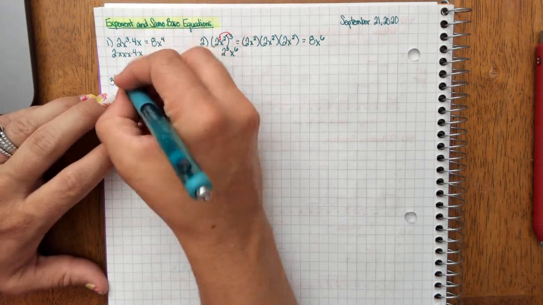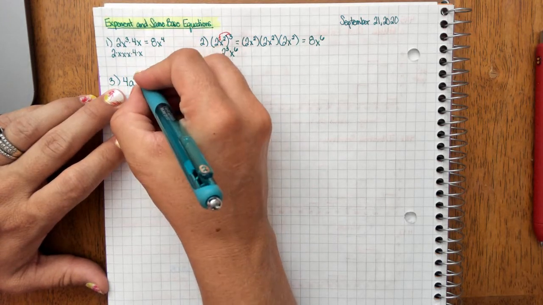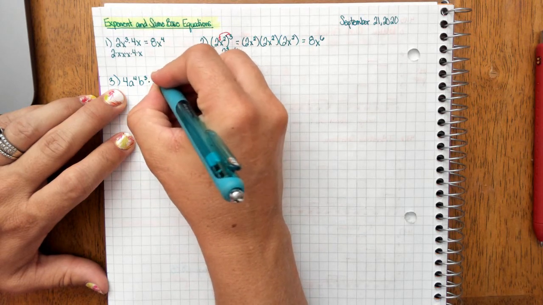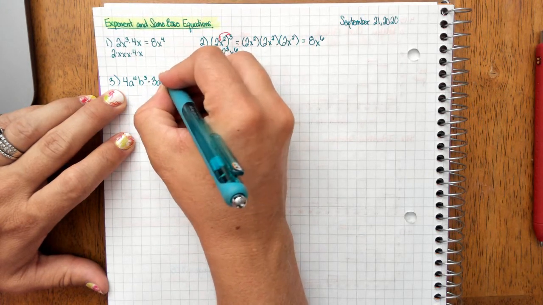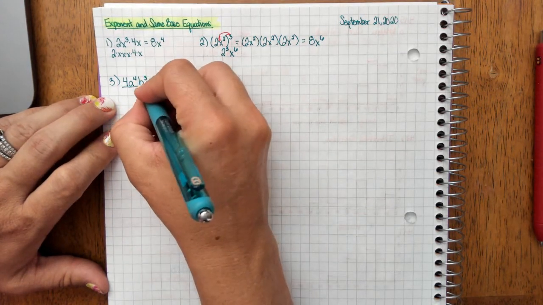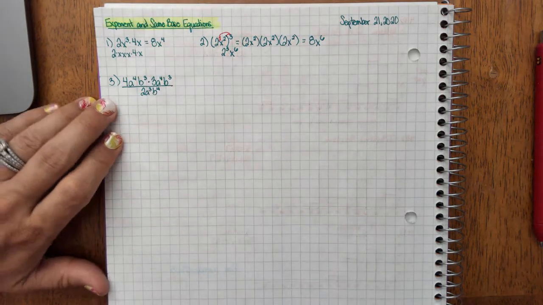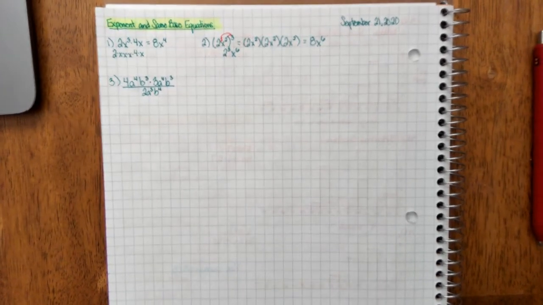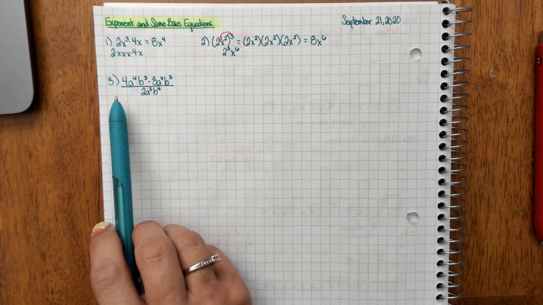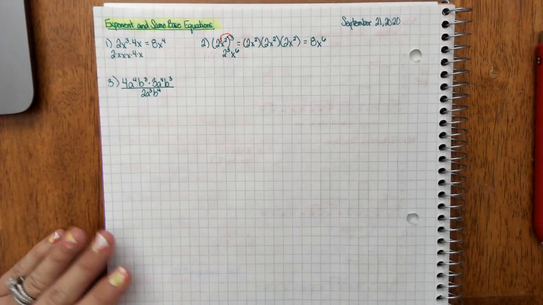Number 3 is 4a to the 4th b to the 3rd times 3a to the 4th b to the 3rd, all divided by 2a to the 3rd b to the 4th. So when you're doing all of these problems, you can kind of do them in different orders or different ways from how I showed you here. If you do it slightly different, that's okay.